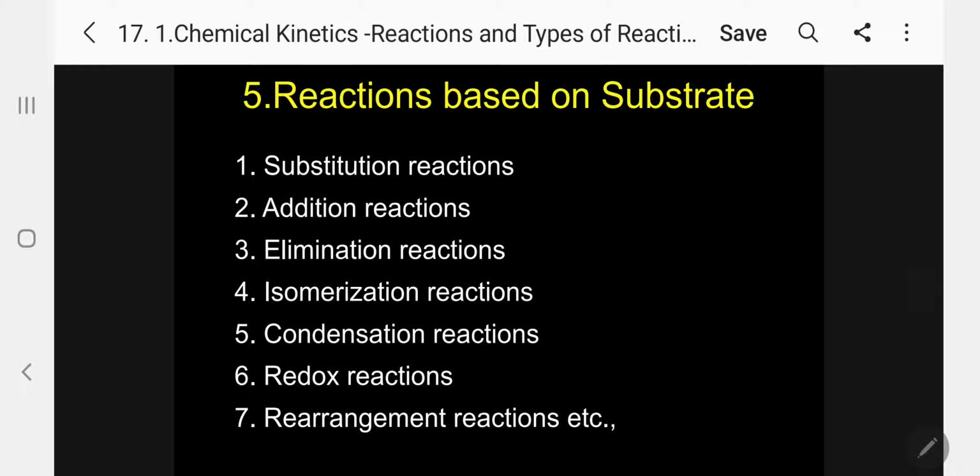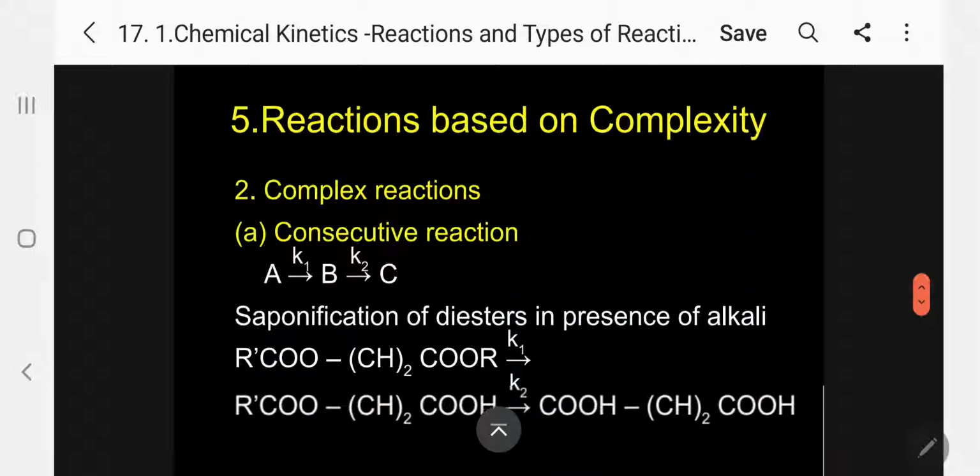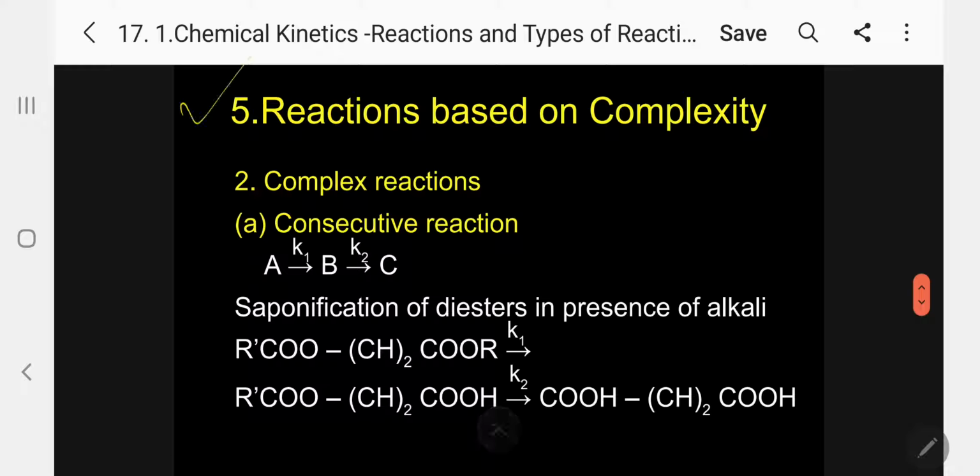Coming to reactions based on the substrate molecule, this comes under organic chemistry. Kindly follow. They are called substitution reactions. A number of types are there: addition reactions, elimination reactions, isomerization reactions, condensation reactions, redox reactions, rearrangement reactions. All these reactions we have discussed. Kindly go through our basic concepts of organic chemistry where we have discussed them. Now, let me go for the last one.